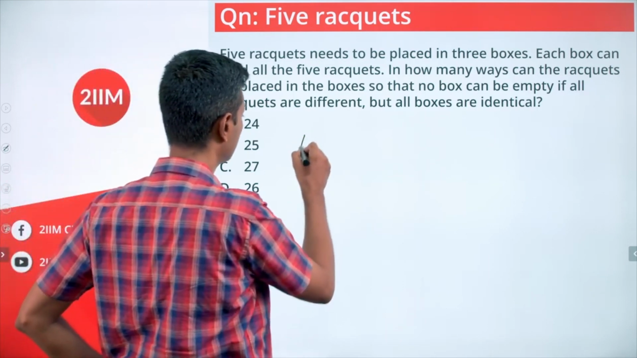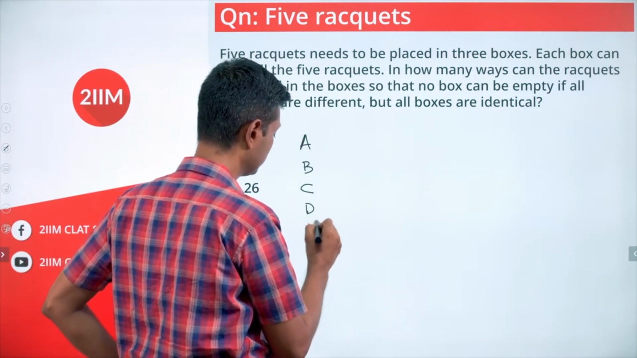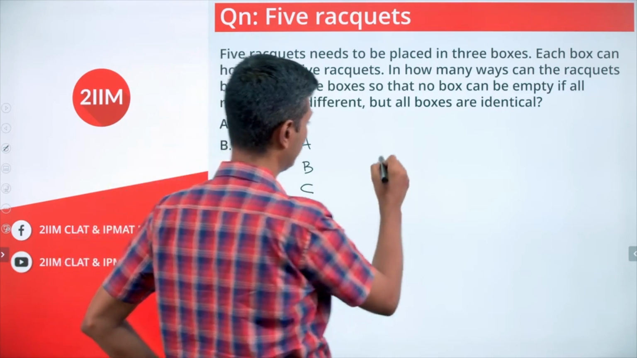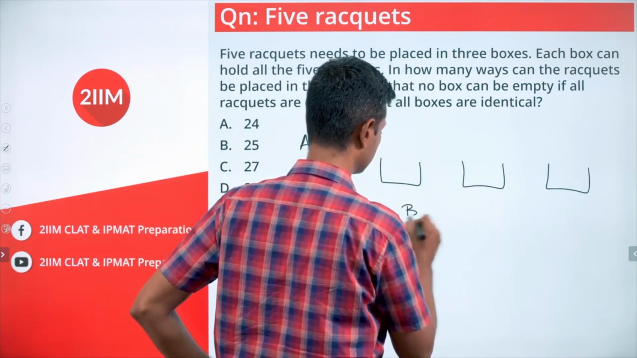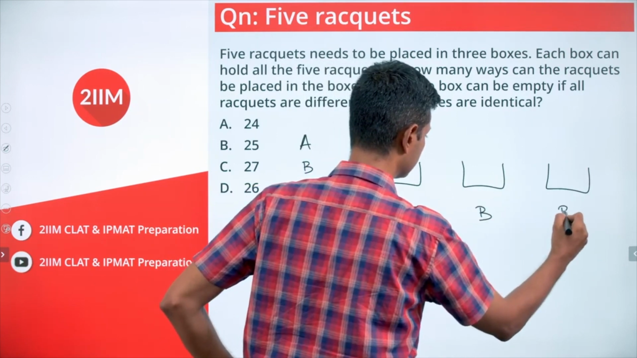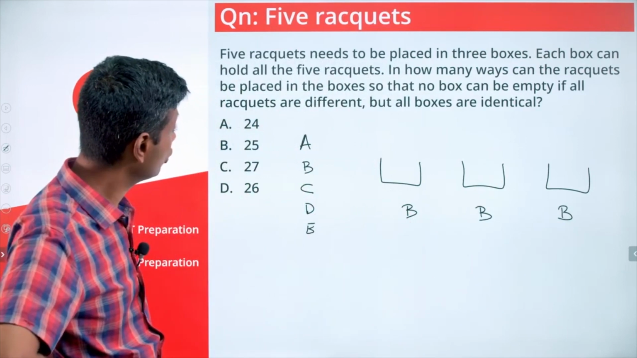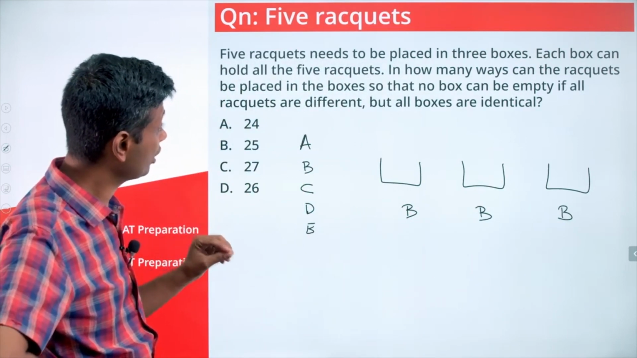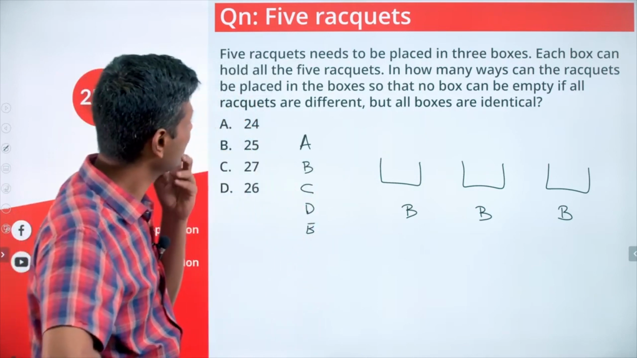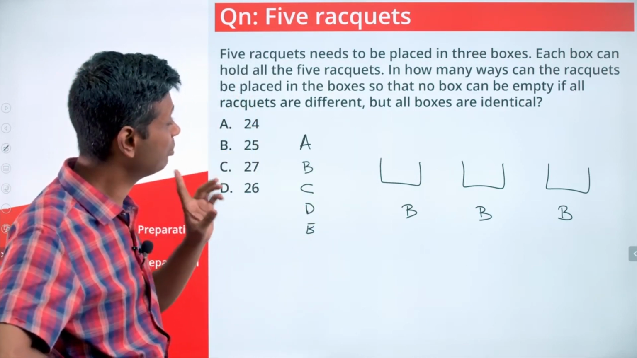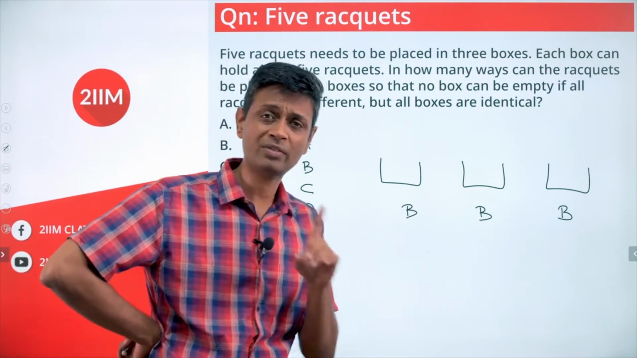The rackets are different. So I have A, B, C, D, E. The boxes are identical. So we have box, box, box. Any box can hold all 5 rackets. I can take all 5 and put it here. It has enough capacity. But the question clearly says no box can be empty. There will be no 0 here. Each of them should have at least 1.